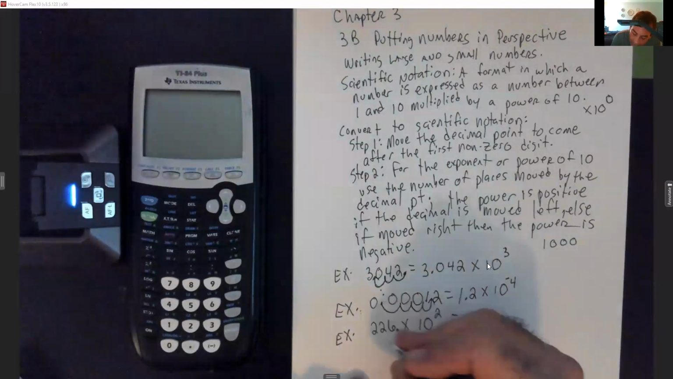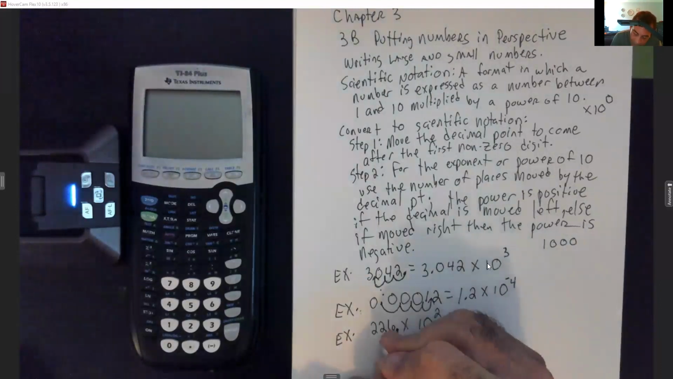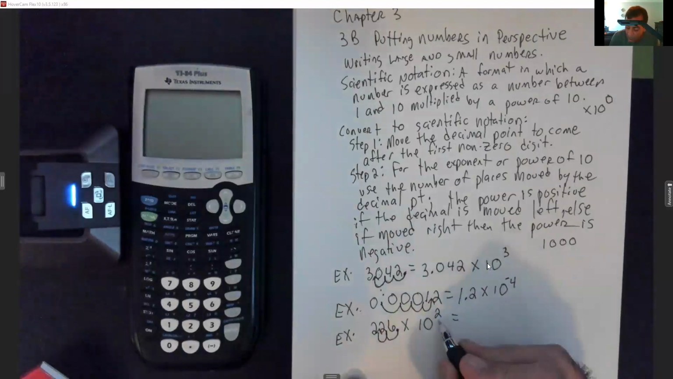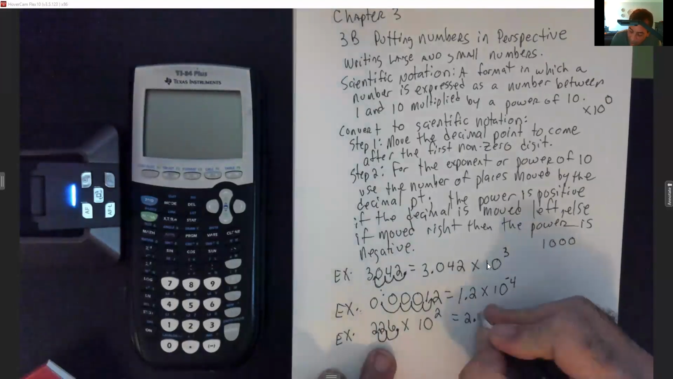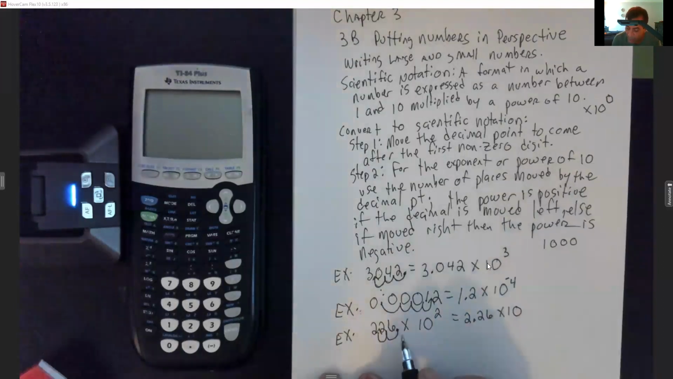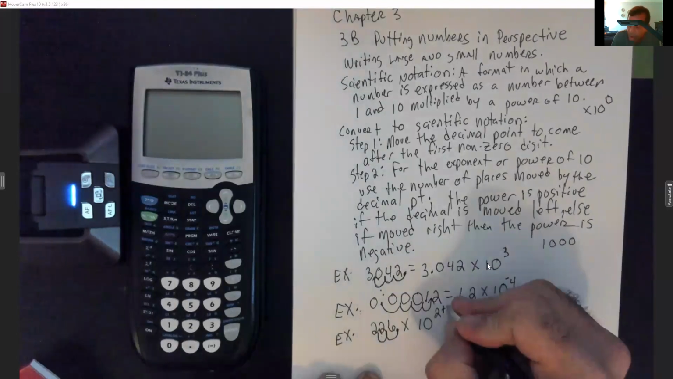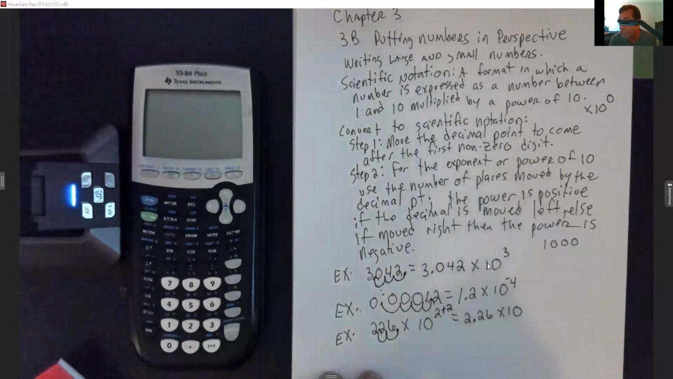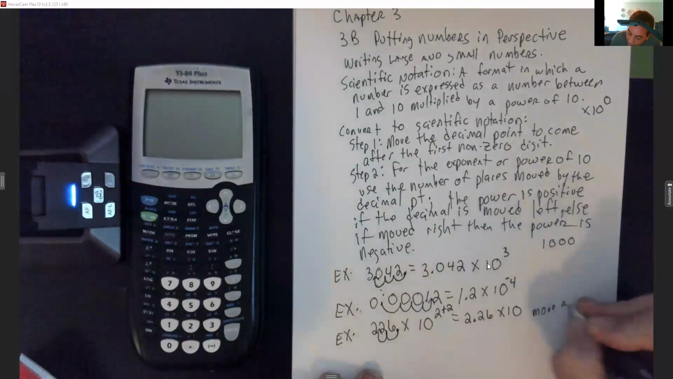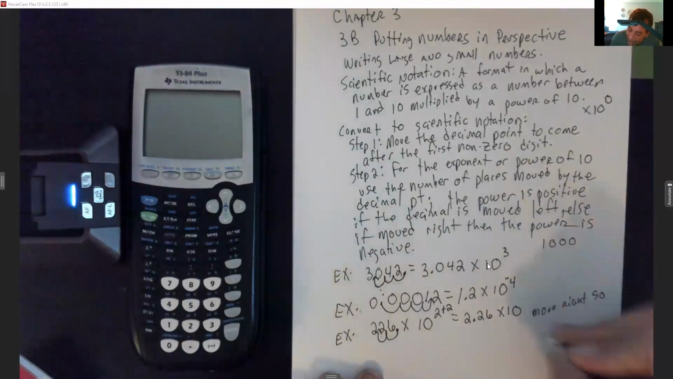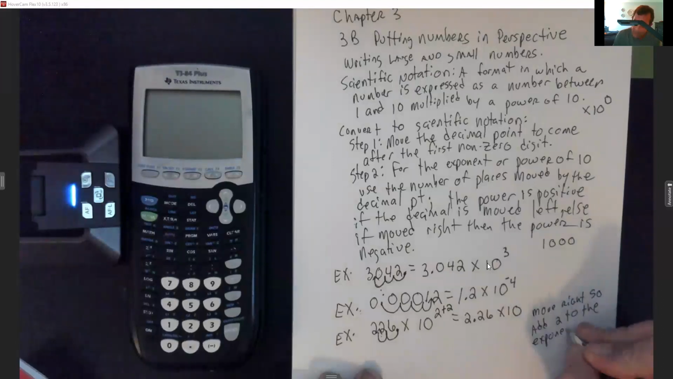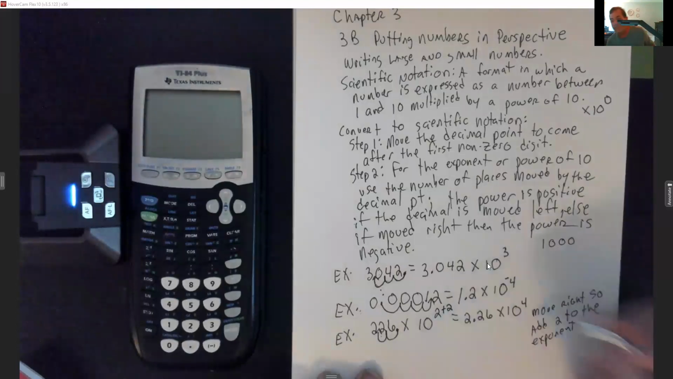So what you do, we're going to move it 1, 2 units to the left. Now, we already got a 2 here. So what we do is we bring over 2.26 times 10. Now, since we moved left, we would add 2 to the exponent. If we move right, we would subtract 2. So we moved left, so add 2 to the exponent. So 2 plus 2 makes that a 10 to the fourth. Okay.